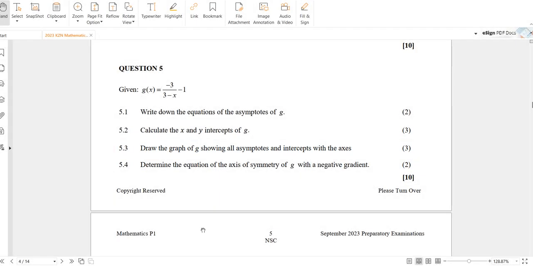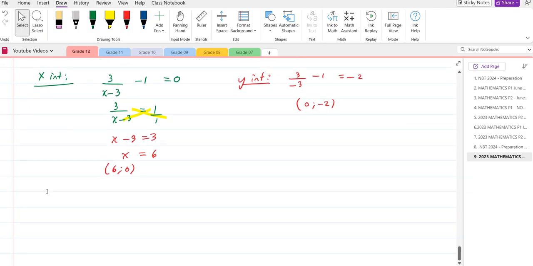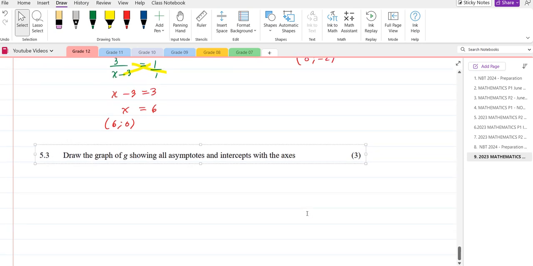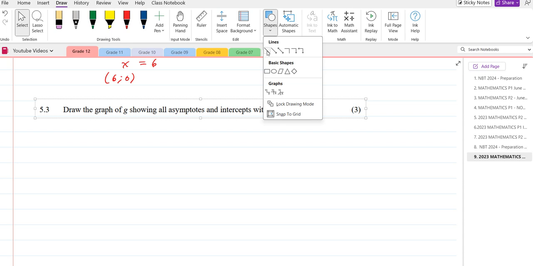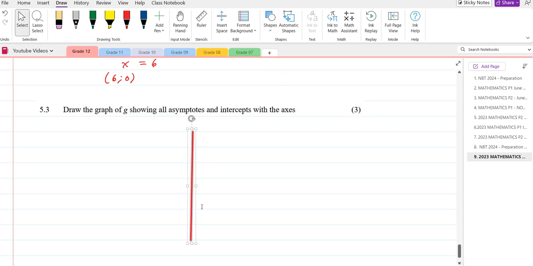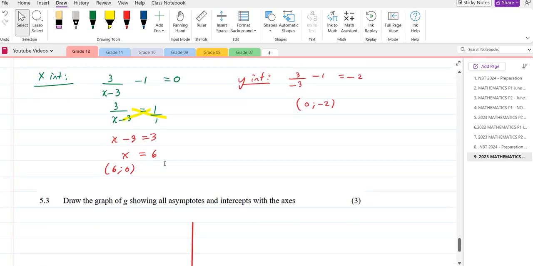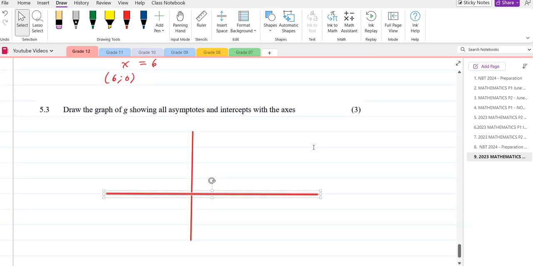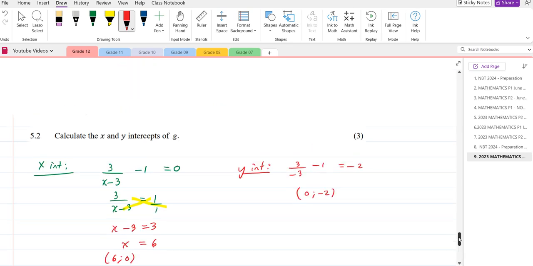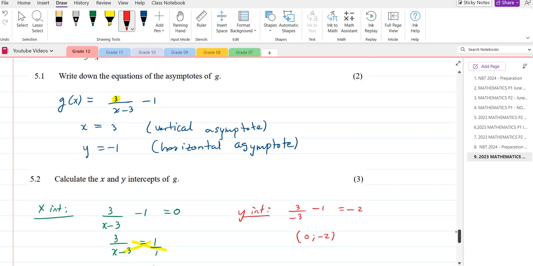Right, so let's draw the graph with the intercepts and axes. It's very simple to draw the graph. When you're drawing the graph, always put your asymptotes first. So we're going to draw our axes, x-axis and y-axis. That's the y-axis, and this is my x-axis. Let me just see what values we need. We need 6 and we need -2 for the y-intercept, and -1 and 3 for the asymptotes. Okay, so we have the x-axis, we have the y-axis. I'm drawing the horizontal asymptote, which is -1.